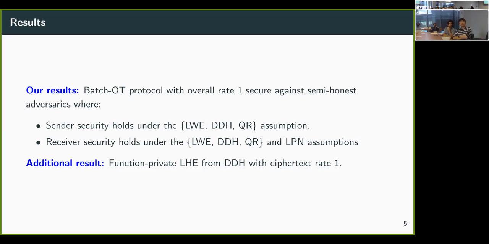Sorry, I have another question. You say rate 1. I guess your rate converges to 1 as n goes to infinity, right? Exactly. How fast is the convergence? Do you know? Or is it vanishing? Let me think. It needs to be something polynomial in the security parameter, but I'm not sure. It depends. We did not compute that. Okay, that's fine. Thanks.